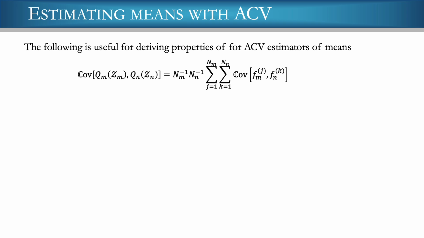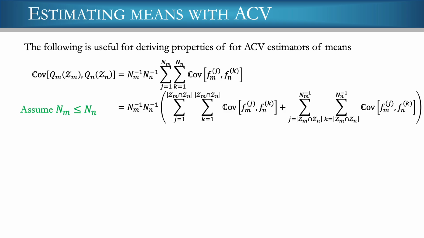First, we will compute the covariance between two mean estimators using two models M and N using different sample sets ZM and ZN. Using some tricks from the control-variate tutorials, we can write the covariance of the estimators as the sum of the covariances of each sample multiplied by the number of samples in each set Z. Then we split the sum into two parts, assuming that the size of ZM is smaller than the size of ZN. The first part contains the samples that exist in both sets Z. The second part contains the samples in ZN that are not in ZM.